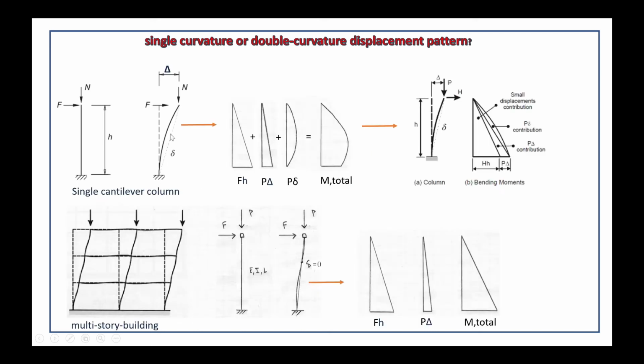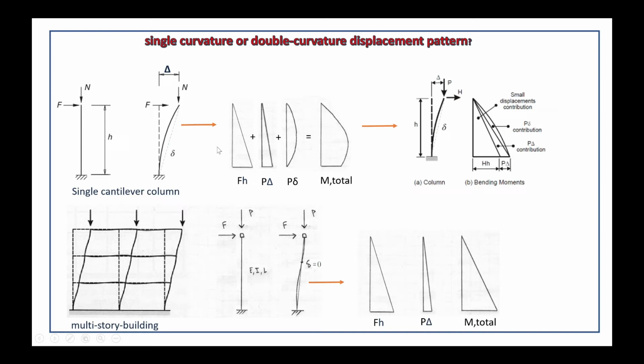Now you observe the deformation shape of the element. For the single element, apply the horizontal or lateral force together with the vertical force. You can observe the small delta. And now let's talk about the multi-story building.